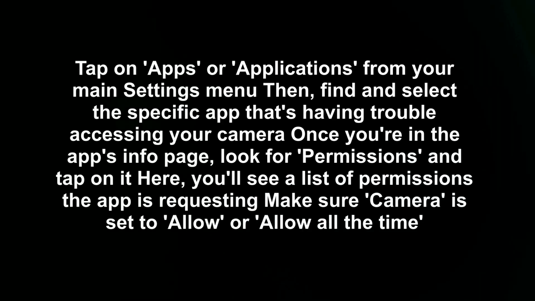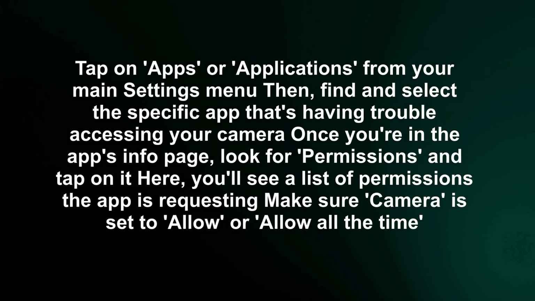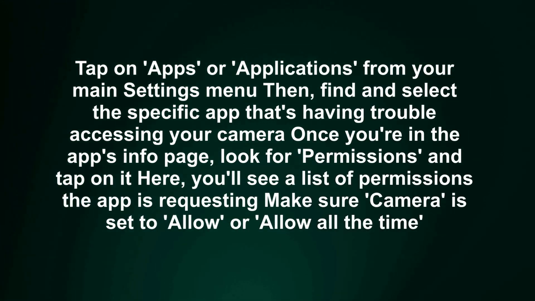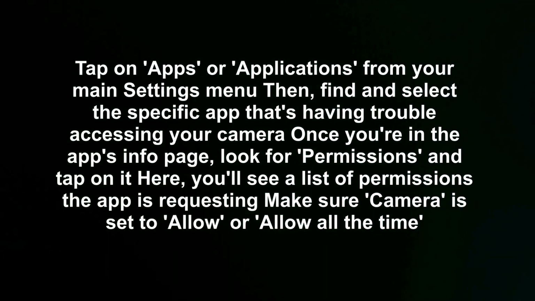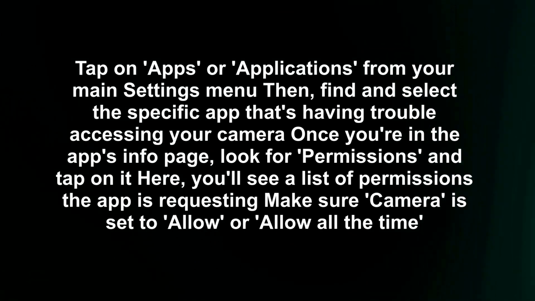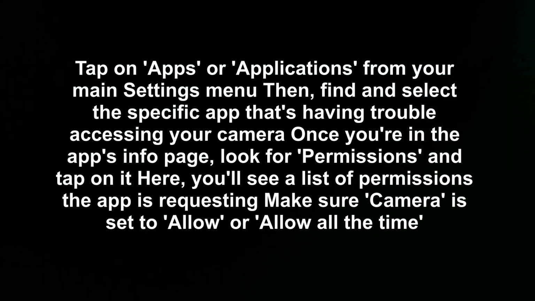Tap on Apps or Applications from your main settings menu, then find and select the specific app that's having trouble accessing your camera. Once you're in the app's info page, look for Permissions and tap on it here. You'll see a list of permissions the app is requesting. Make sure camera is set to allow or allow all the time.